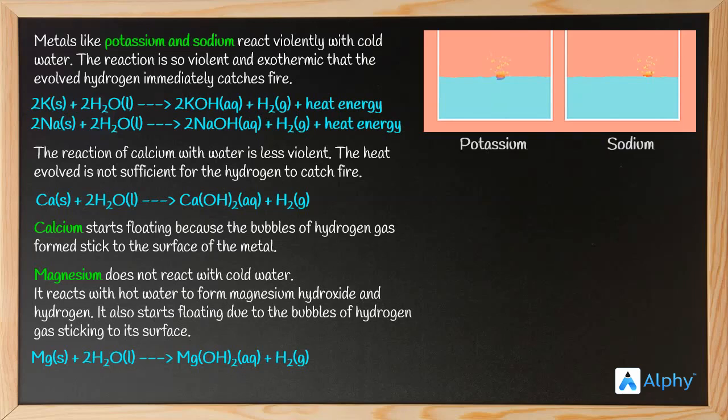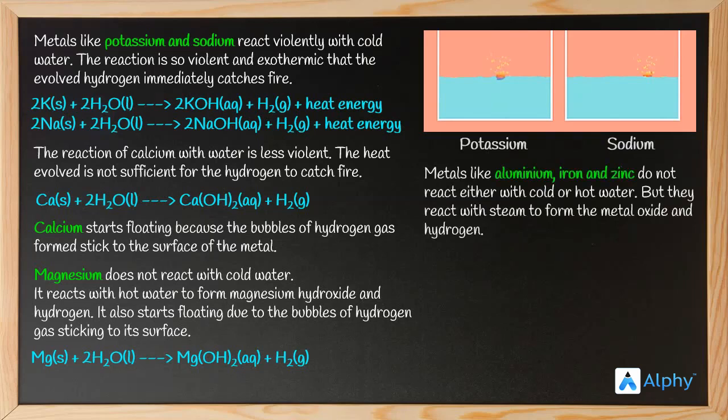So till now we discussed potassium, sodium, calcium and magnesium. Now, metals like aluminium, iron and zinc do not react with either hot or cold water, but they do react with steam to form metal oxide and hydrogen. Again, you can see the change in trend, right? Potassium, sodium, calcium, magnesium at least reacted with water, right? However, metals like aluminium, iron, zinc do not react with either hot water or cold water. Instead, they react with steam to form metal oxide and hydrogen.